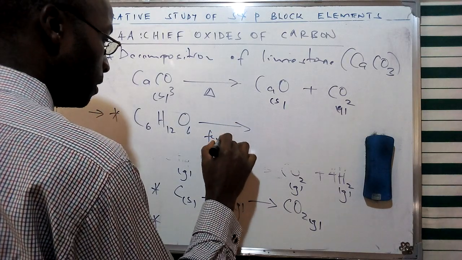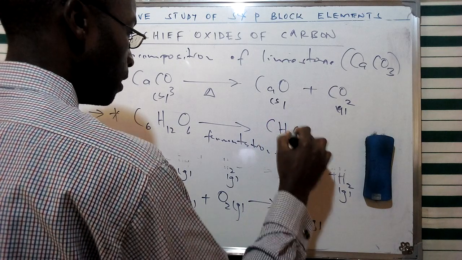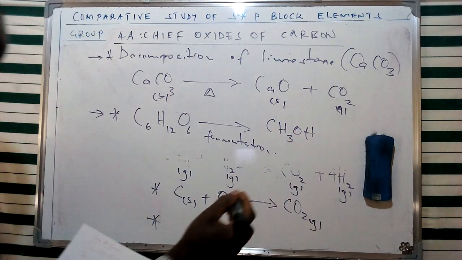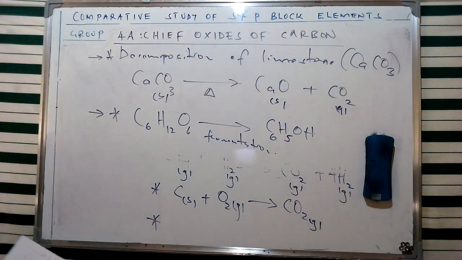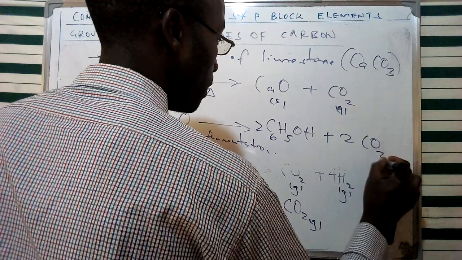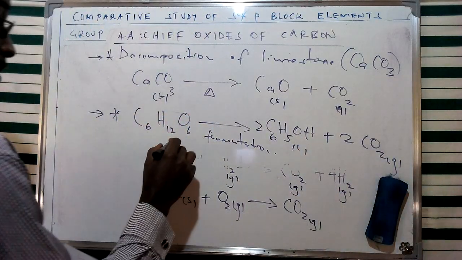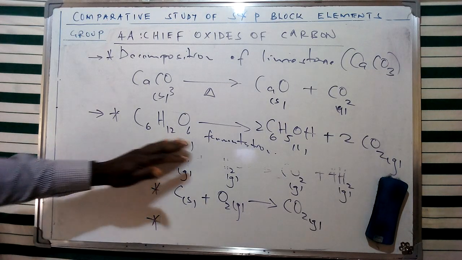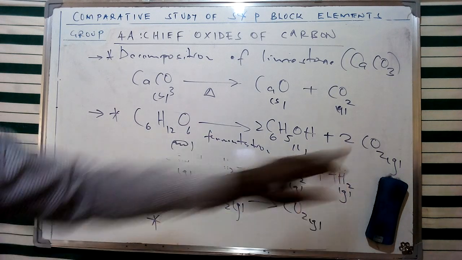So this is going to be fermentation, and this is going to lead to the formation of an alcohol. So basically we're going to have the alcohol C2H5OH, given as such, and this is going to be 2 units of carbon dioxide. And this is stoichiometric. So this is going to form a product, of course, this alcohol and carbon dioxide, given as such.